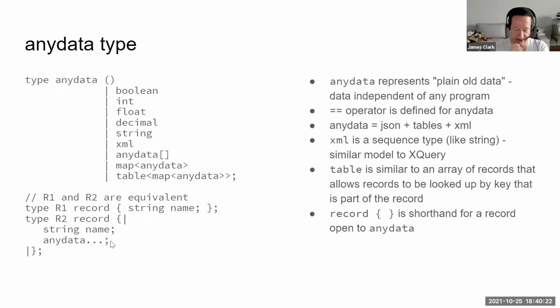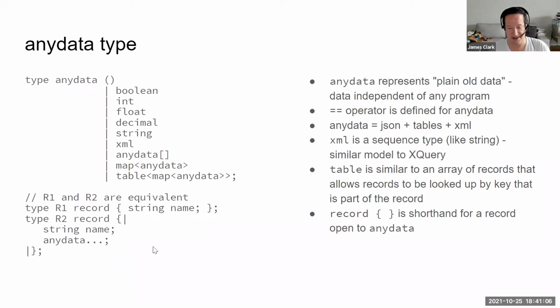So we also have another important type in addition to JSON, what we call any data. And any data represents what's called in some languages plain old data. So it's data that's designed to be independent of any program. It's data that you can send between different programs on the network without any pre-negotiation. And for the any data type, the equals operator is well defined. So it's data that you can serialize and get back the same thing. Equals, double equals, deep equality is well defined for it.